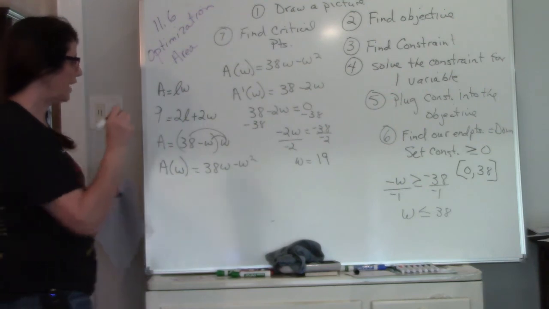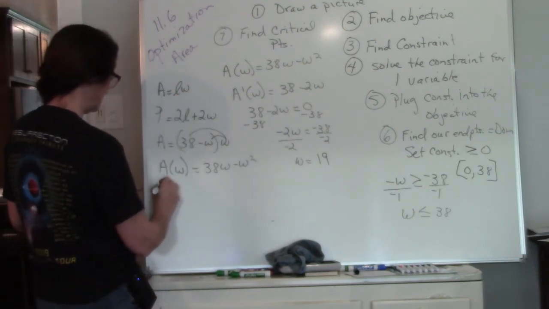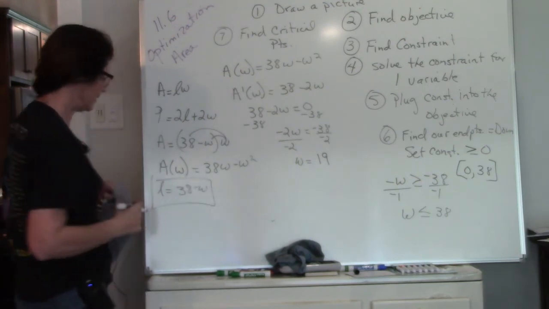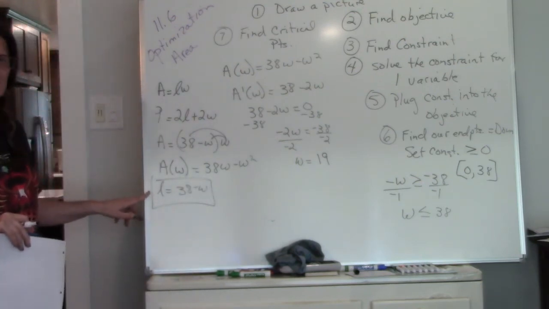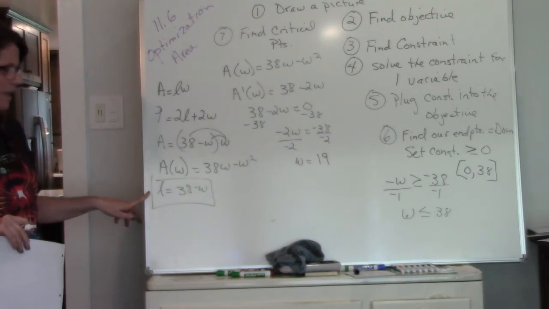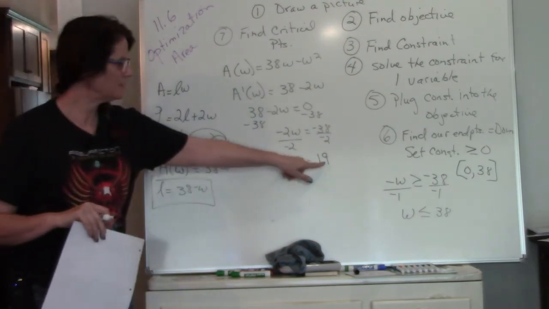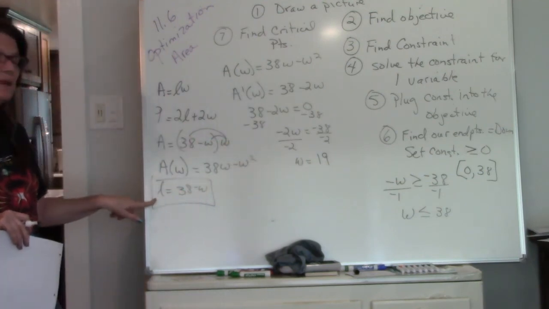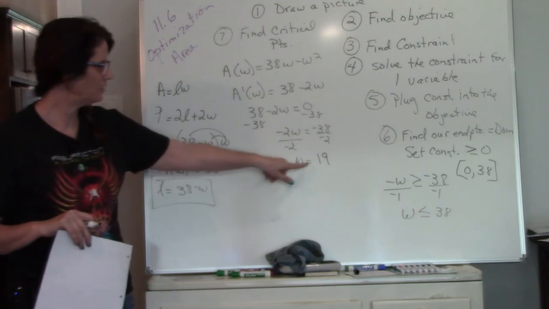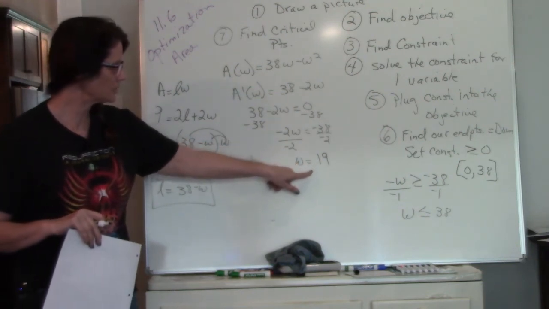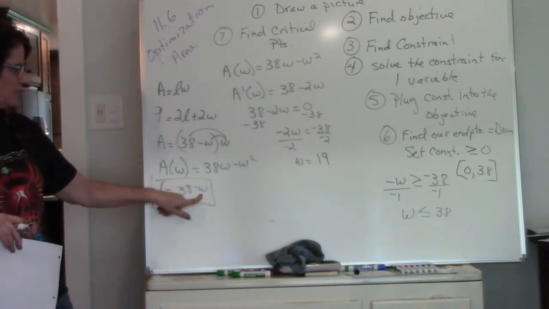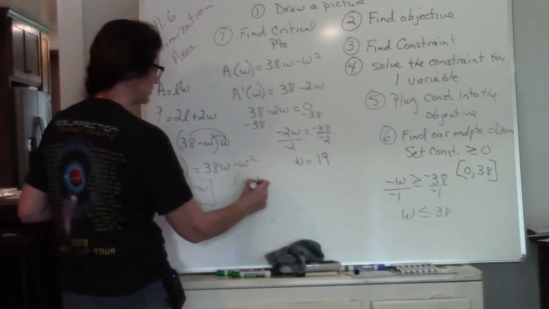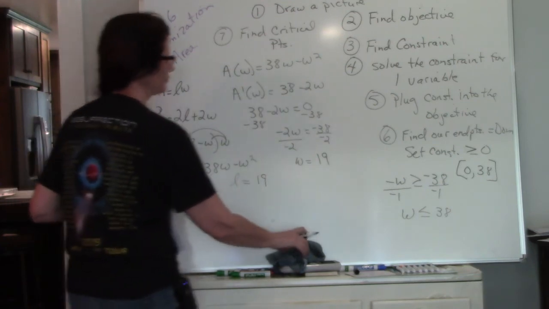Okay, now I did erase it, but remember I had boxed this in. This is my constraint. I boxed it in because I'm going to go back to it and use it again. So if my width is 19, I plug that into here to get my length. So you find one of your variables, you plug it back in to get your length. So the length is 38 minus 19, which is also 19. Okay?